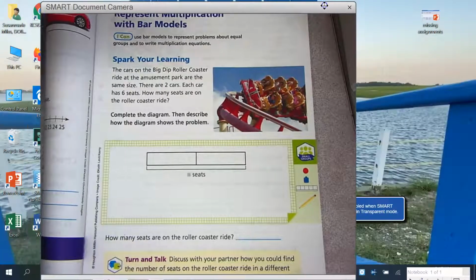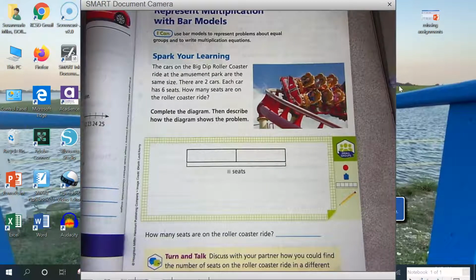All right, friends. Today we are going to talk about multiplying with bar models. So we're just really talking about representing and not even really solving at this point. So let's talk about our I can statement. Our I can statement is I can use bar models to represent problems about equal groups and to write multiplication equations. So I want you to turn to page 25 in your math book.